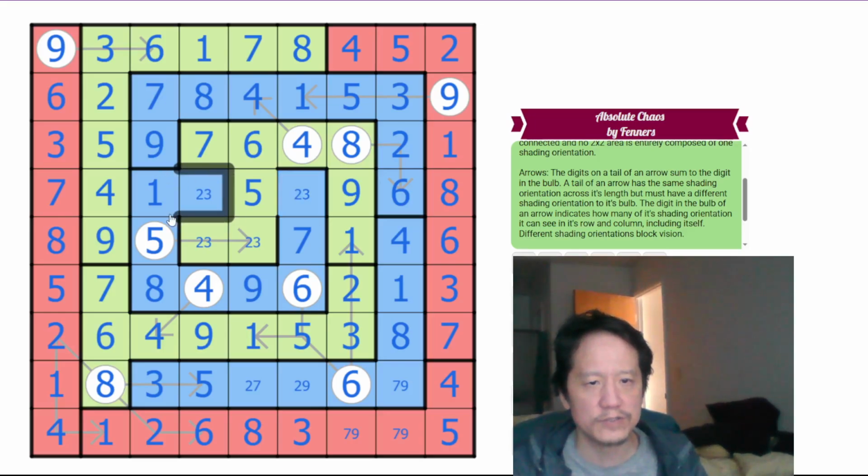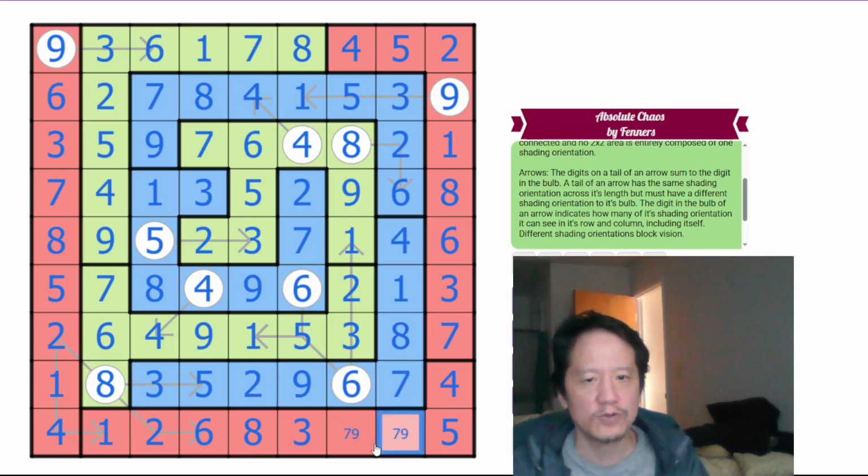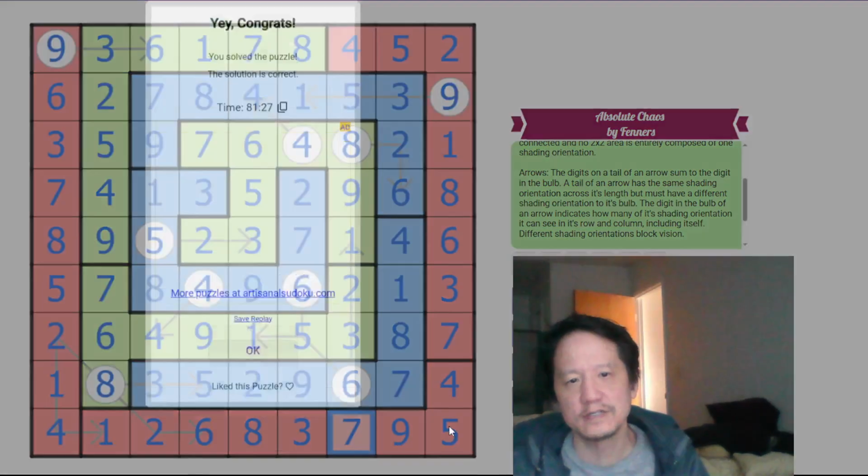We know this is a region in itself. So this must be 2, which makes this 3, which makes that 2, which makes that 3. This 2 eliminates that 2, so this is 9. This has to be 2, and this must be 7, which makes that 9, which makes that 7. Ooh.